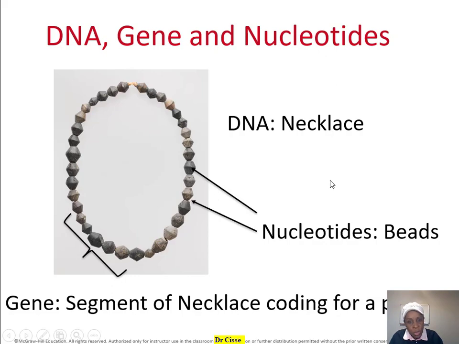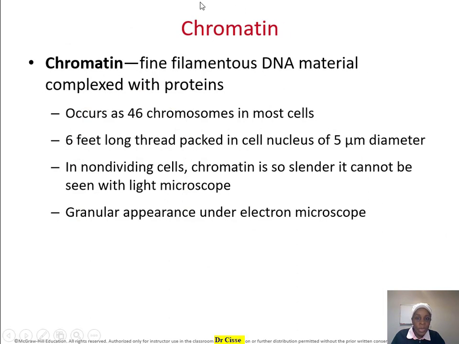How do you make stuff in your body? How is the gene expressed in the body? Now, inside the nucleus, before the cell can divide, when the cell is not doing anything, the DNA is not well organized. It looks like, for example, spaghetti in the sauce or some kind of cereal mixed up, right? The DNA is then called chromatin. Why? Because it's fine and filamentous, meaning thread-like DNA material complexed with proteins. So it has all the DNA mixed with other proteins.